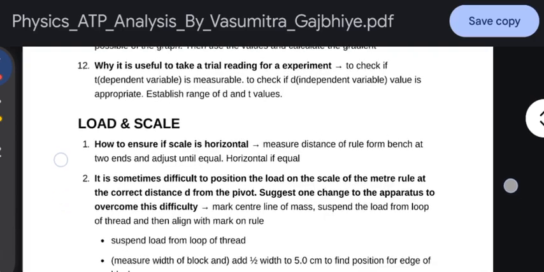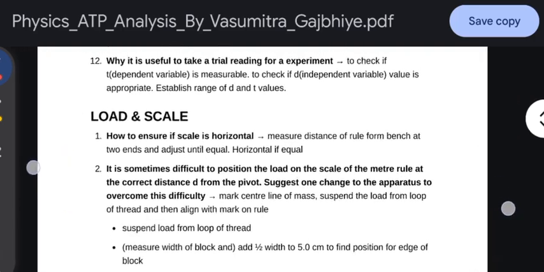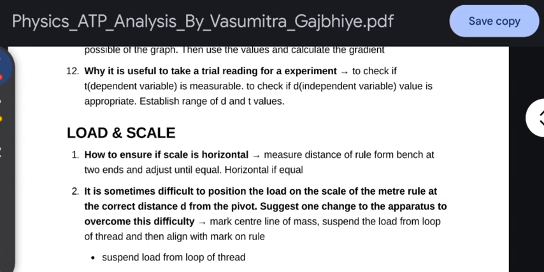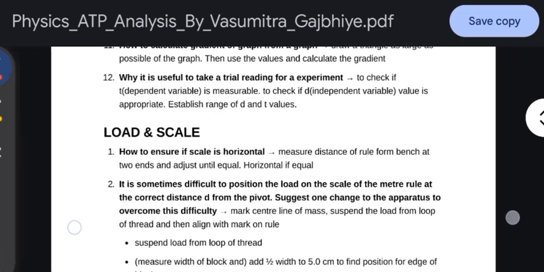Okay, how to take the gradient is done. Why is it useful to take a trial reading for an experiment? To check if this reading is measurable, and to check if the independent value is appropriate.